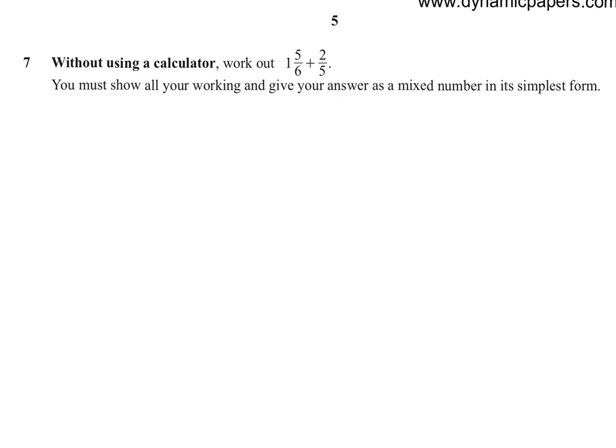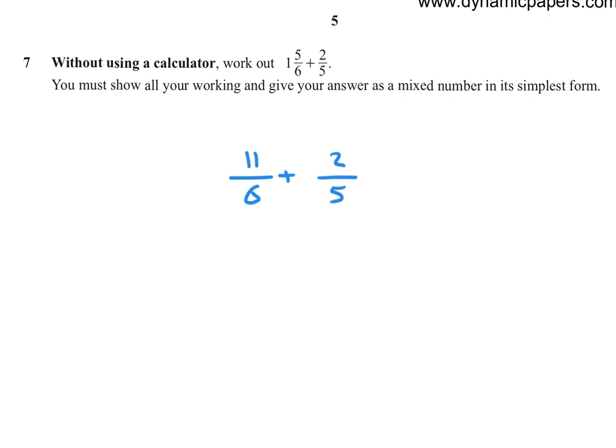Without using calculator, work out 1 and 5 over 6 plus 2 over 5. So what is the first step? Change 1 and 5 over 6 into improper fraction. Yes, so 1 multiplied by 6 equals 6 plus 5. 11 over 6 plus 2 over 5.